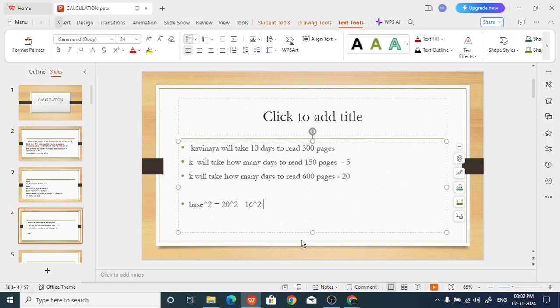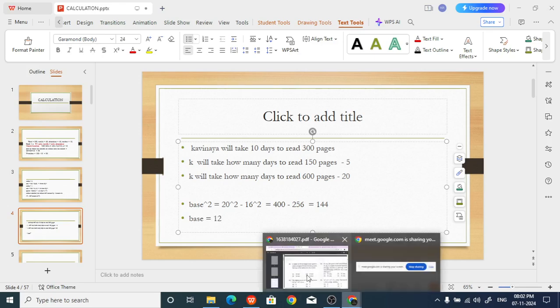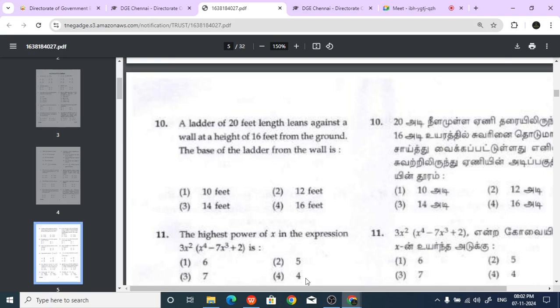What is 20 square? 20 into 20, 400. And 400 minus 16 square, so base square is 144. So what is base? Square root of 144, that is 12. So that is the answer. Yes, 12 is there in the options. Very good.